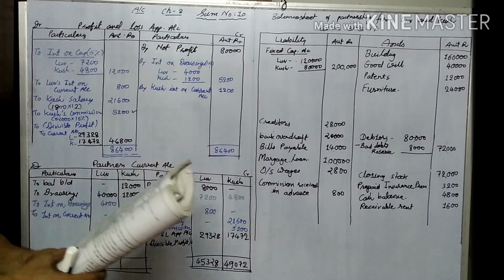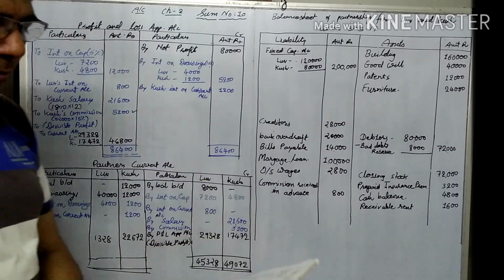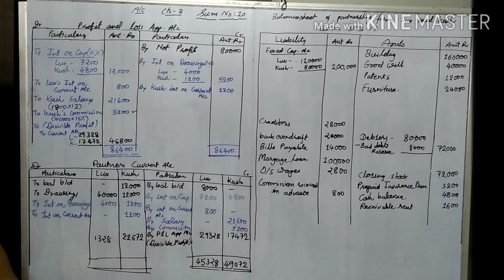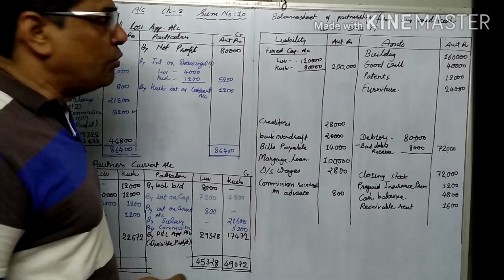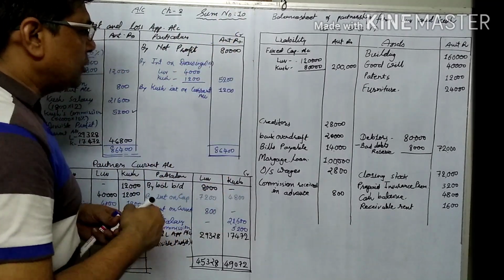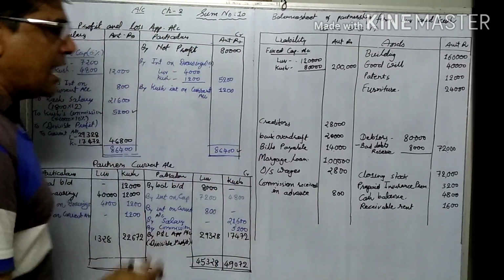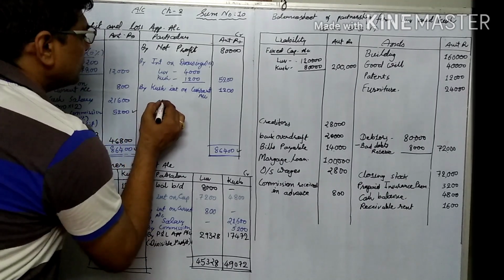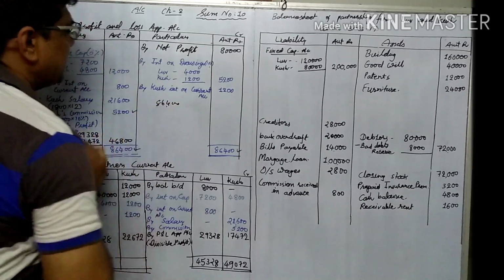Now the last adjustment is there. After the above mentioned adjustments, 10% commission on the remaining profit is to be payable to Kush. Now we have to pay the 10% commission to Kush. So what we have to do? We have to make the total of profit and loss account credit side first. The total is 86,400 and that you have to transfer over here on the debit side. 86,400 is a credit side balance.